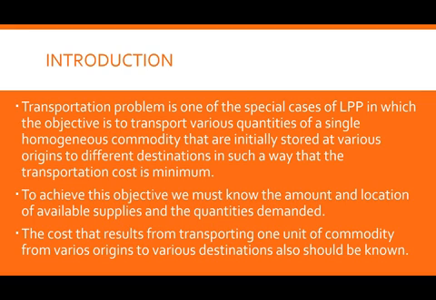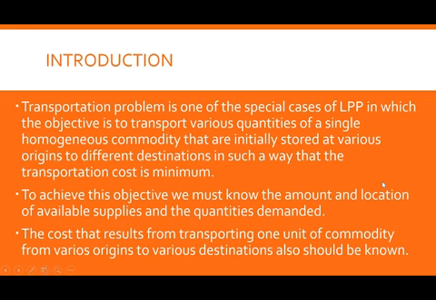So what all should be known? The number of sources, the number of destinations, capacity at the source, demand at the destination, and the cost of transporting from each source to each destination. This much information should be known to us. Only then we will be able to solve. Hope by now you have understood what is the transportation problem.